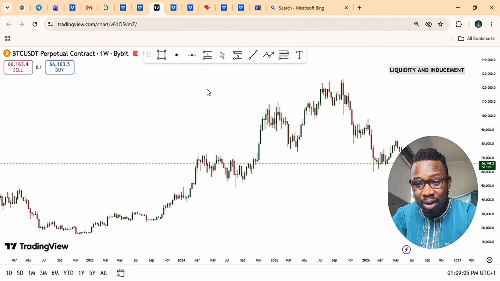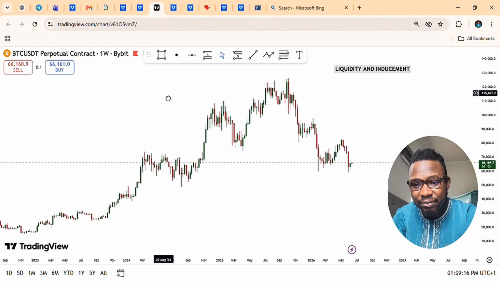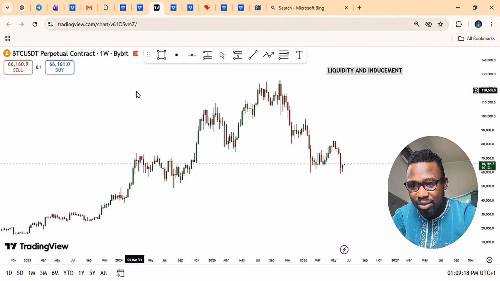In today's video, I want to teach you guys how to spot liquidity and inducement on the chart. Okay, now let's dive in. Now this is my Bitcoin chart on the weekly time frame. Now when you look at this chart guys, what do you see?